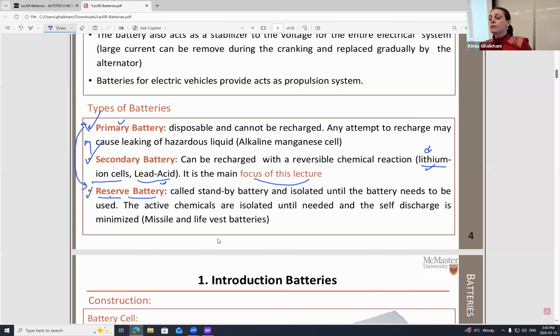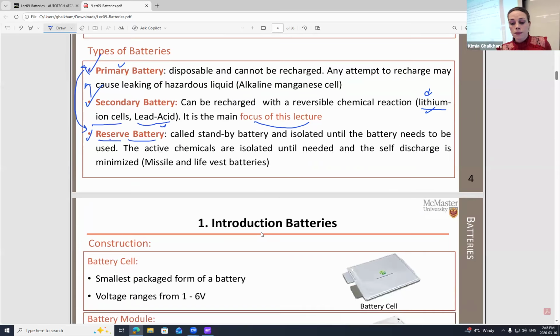It means the charge and discharge will start becoming activated when we want it. Otherwise, they are safe to be stored for a long time. Make sense? What's the difference now? Any questions so far? Next.